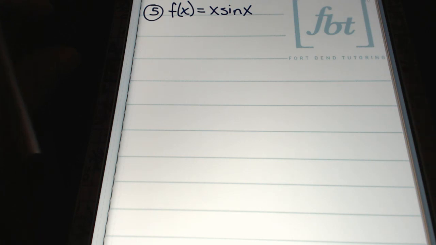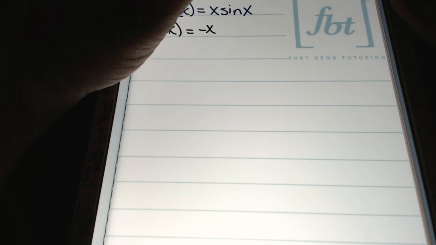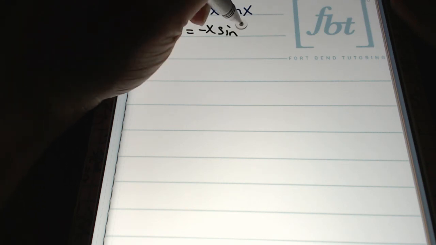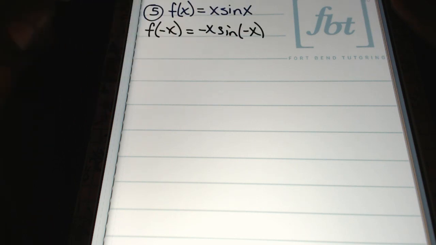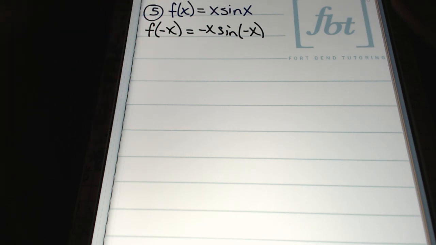So here, to do the test on this problem right here, we need to know what would happen if you substitute in the value of negative x. We replace that x with negative x, and then we'll also be finding the sine of negative x. And if you recall from the notes at the beginning, we stated that the sine function itself is an odd function.